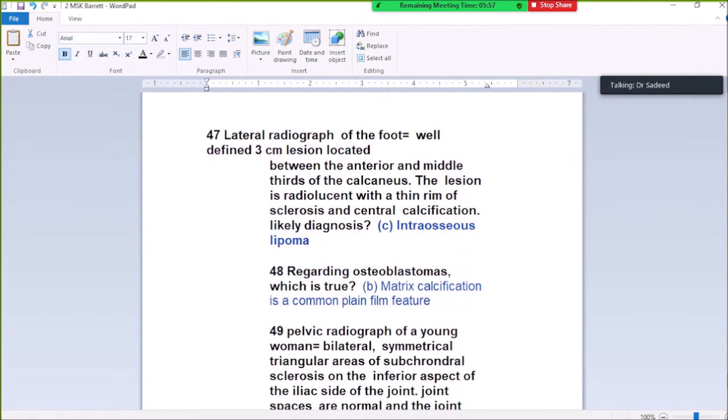Question number 47. Heel of a foot, well-defined 3 cm lesion between the anterior and middle third of the calcaneus. The lesion is radiolucent with a thin rim of sclerosis and central calcification. Likely diagnosis: intraosseous lipoma.